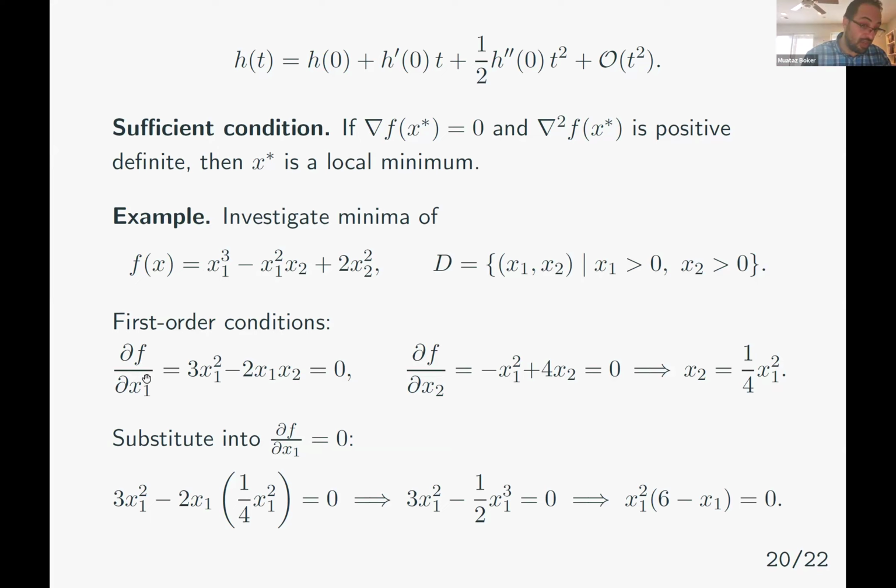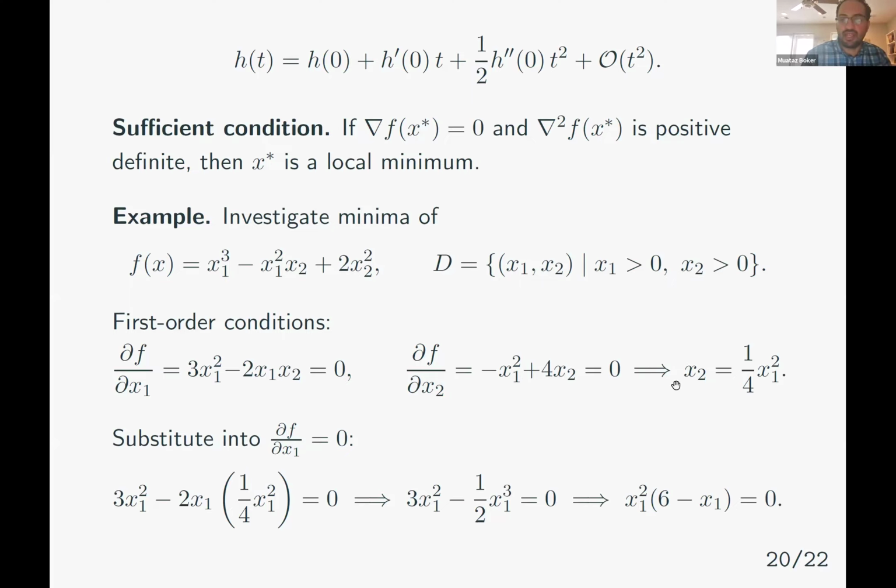Take the partial derivative of f with respect to x1. So you have 3x1 squared minus 2x1 x2, and that is equal to 0. Similarly, take the partial derivative of f with respect to x2. You get x1 minus x1 squared plus 4x2.